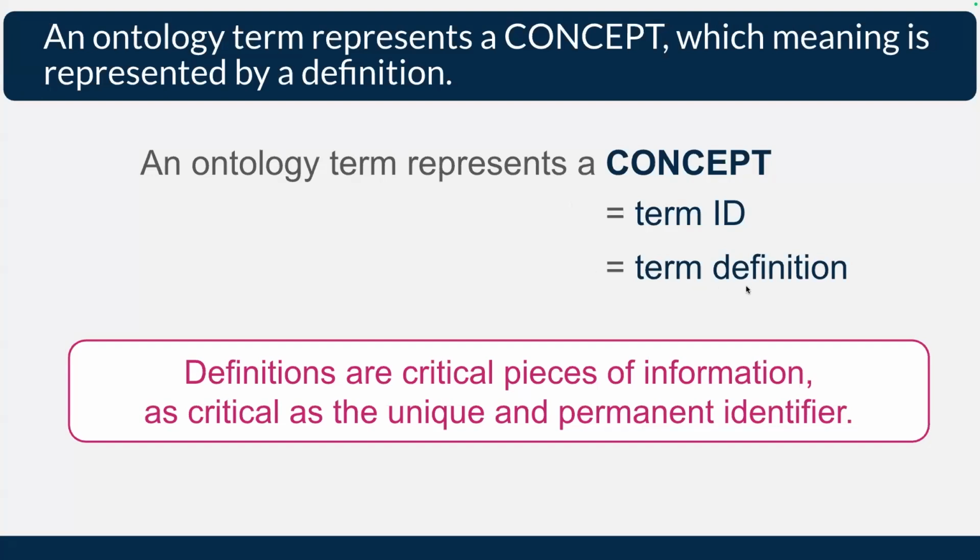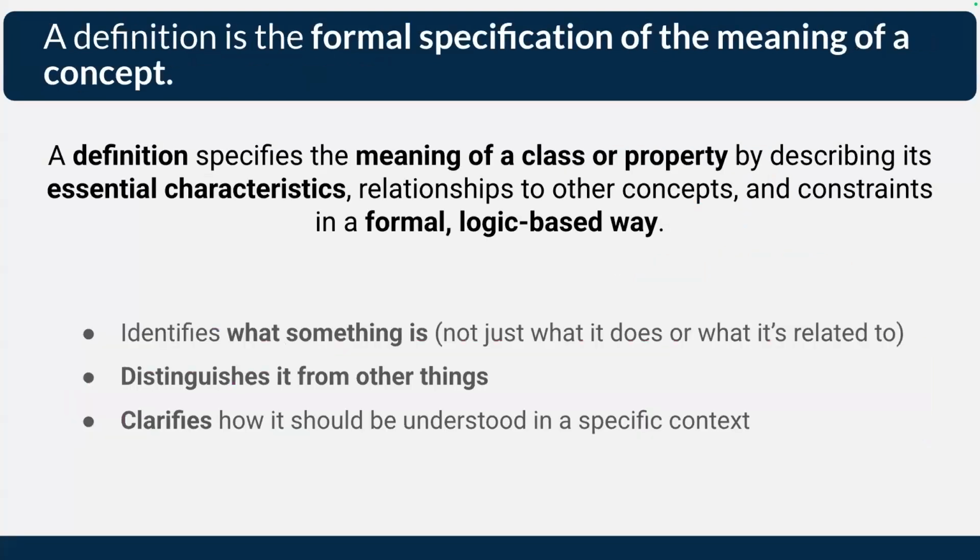represent concepts, and the concept is represented by a term ID and by the term definition. So when we say that the unique and permanent identifier is very crucial to any ontology term, this is completely true. But also the definition is crucial for every single ontology term, because the definition really gives the meaning of the concept. So I talked about words and how to use them. So let's all agree on what I mean by definition in this context and in this presentation. The definition is the formal specification of the meaning of a concept.